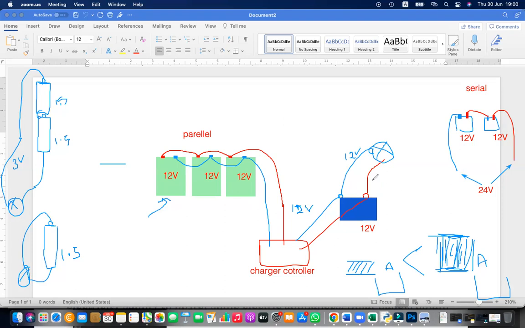From a 12 volt battery, are we going to get an electric shock? No, sir. No. Why?